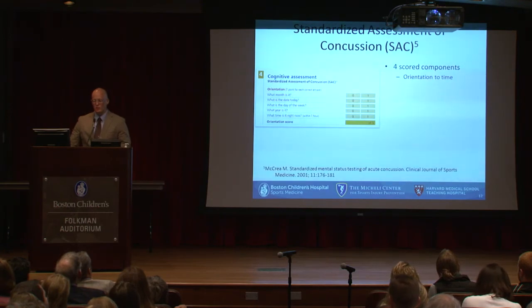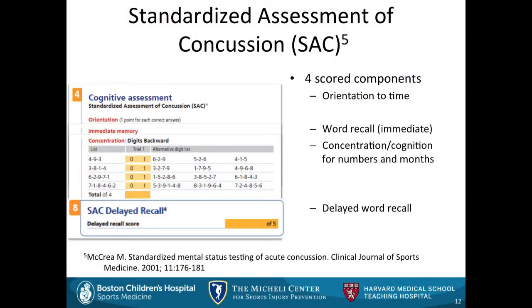Then the next section is true cognitive assessment. So they go through this standardized assessment of concussion, which Dr. O'Brien reviewed, and I'm going to go through it in a little bit more detail. There's four scored components to this. There's an orientation to time. There are five questions about this: what month, what date, what day of the week, what year, and what time is it right now within the hour. You either get it or you don't, and a total of five possible points.